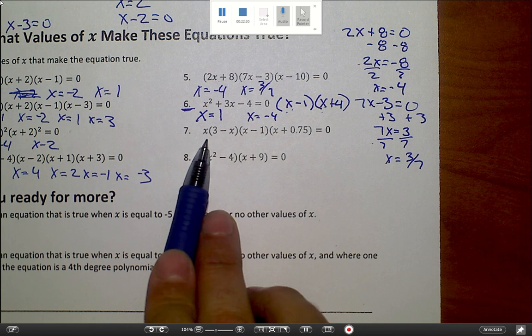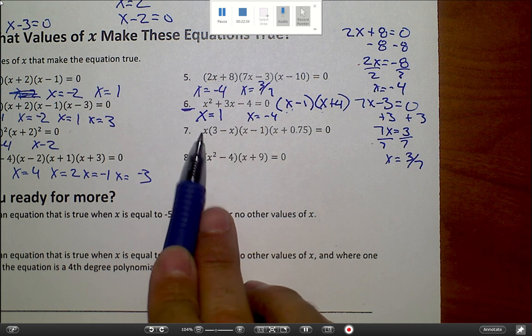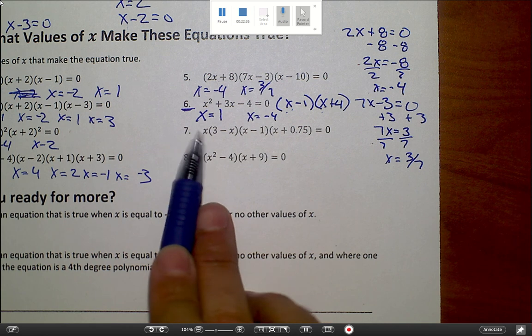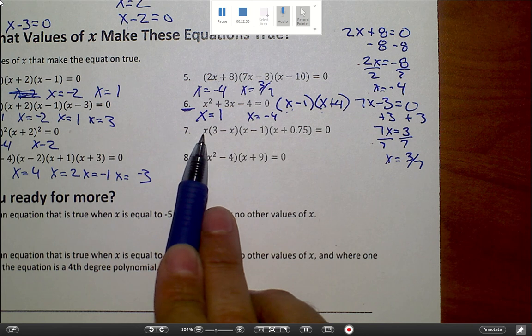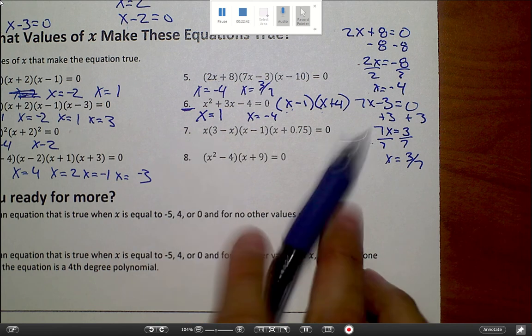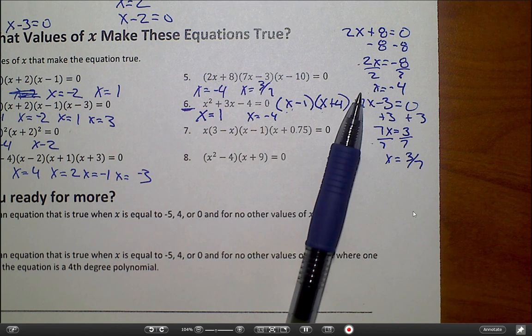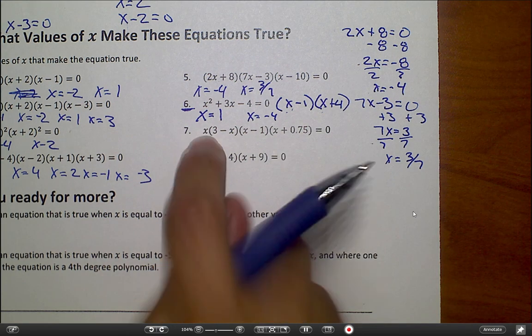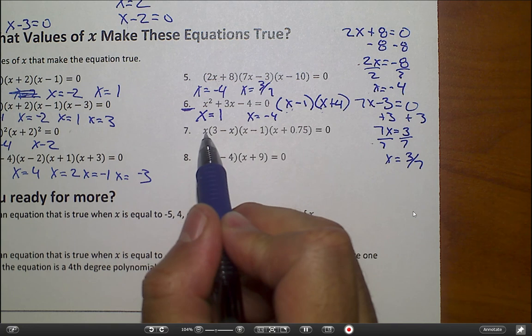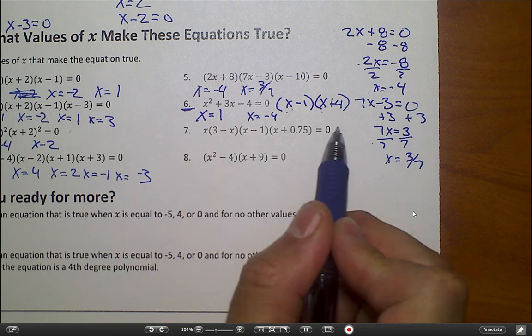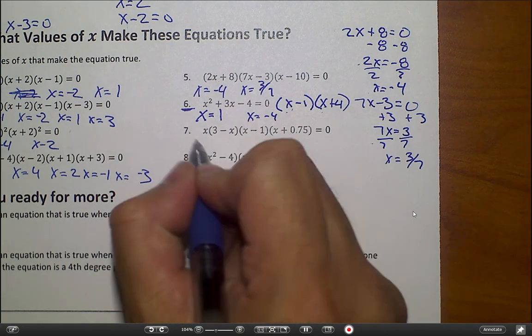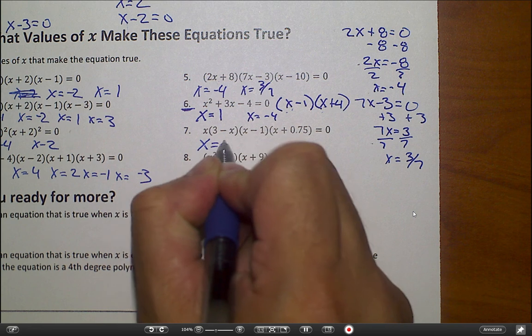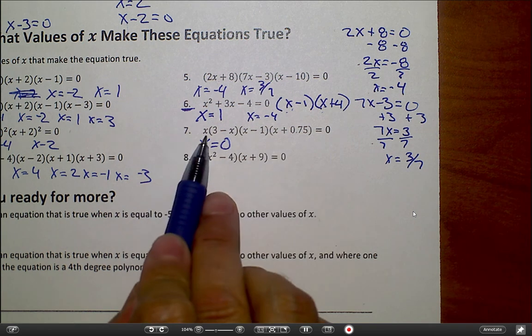Now, what about this thing right here? Is there a variable on this one? No. What is my value going to be? It is going to be 0. Because if this is 0, think about it. If this right here is equal to 0, then the whole thing is 0, right? So I could say because of this, s equals 0. Because of that one right there.